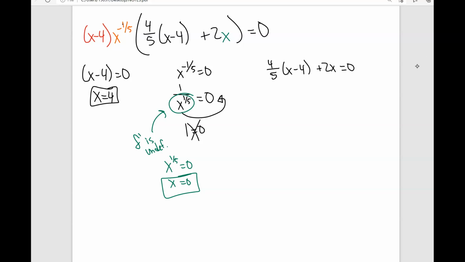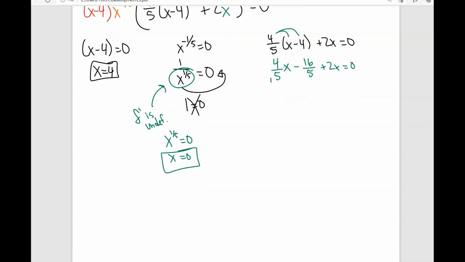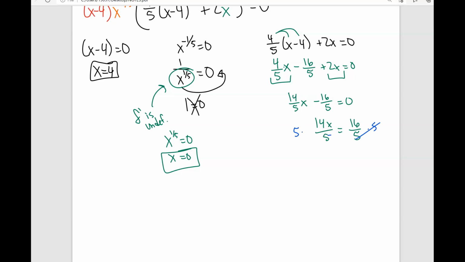Now for this one, let's go ahead and FOIL it out. I get 4/5 x minus 16/5 plus 2x equals 0. I can add these two x terms together, and that's going to give me 14 over 5 x minus 16 over 5 equals 0. I'm going to add the 16 over 5 over, then multiply by 5 on both sides so that goes away. 14x equals 16. Divide by 14, and you get that x is equal to 8 over 7.